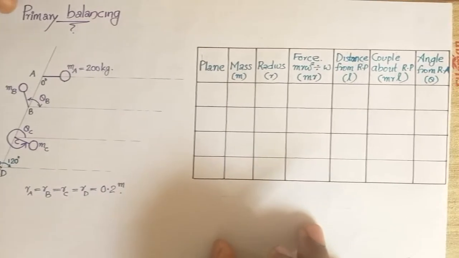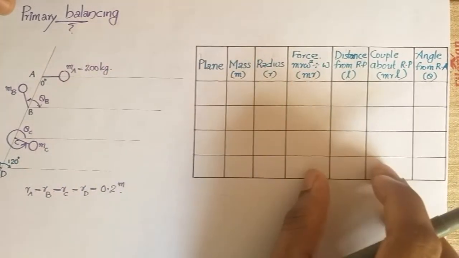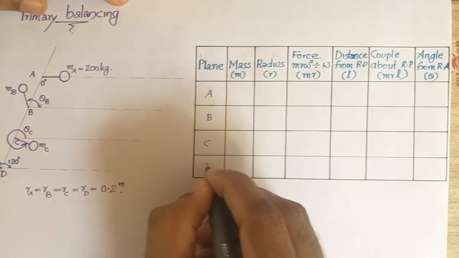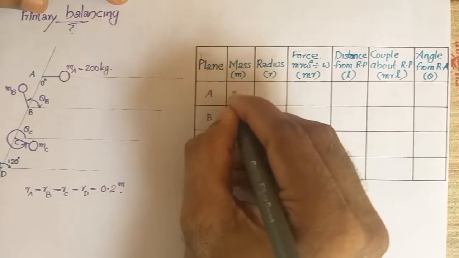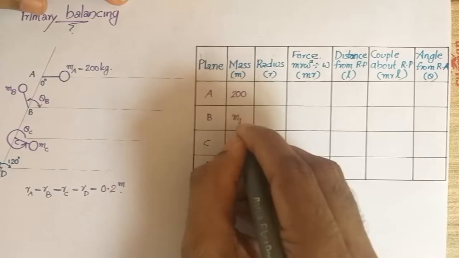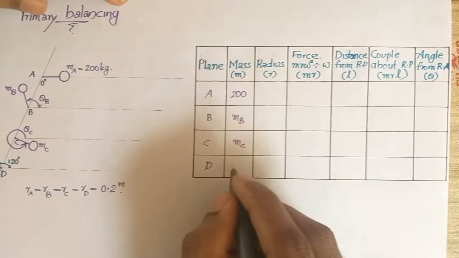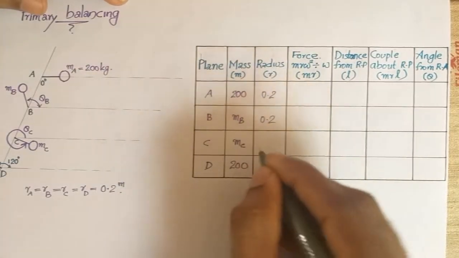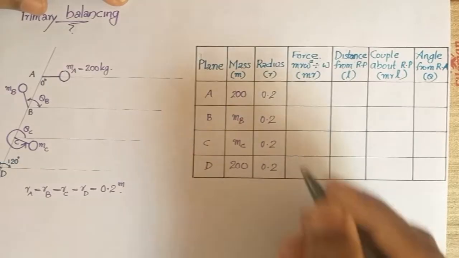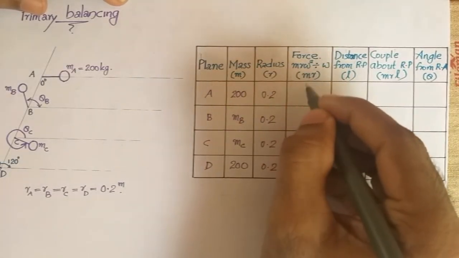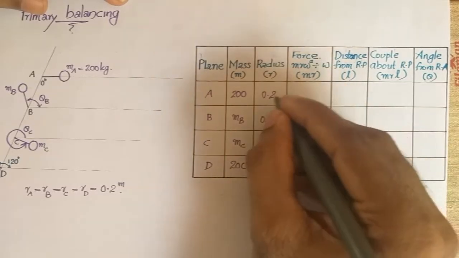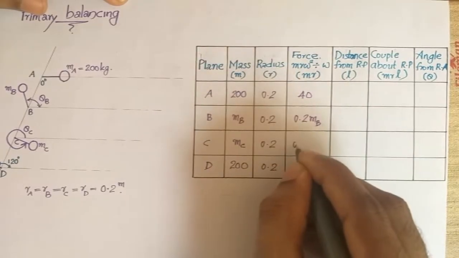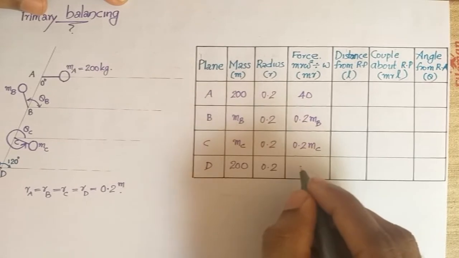For considering the primary balancing, you will make this table where first we fill in the planes. 4 planes are there, A, B, C and D, and 4 masses are there. Mass A is known, which is 200 kg, MB you have to find, MC you have to find, and MD is 200 kg. Each radius is 0.2 meter. For the force, only the M into R term will be considered for constructing the force polygon. So it is 200 into 0.2, 40. This is 0.2 into MB, this is 0.2 into MC, and this is again 40.